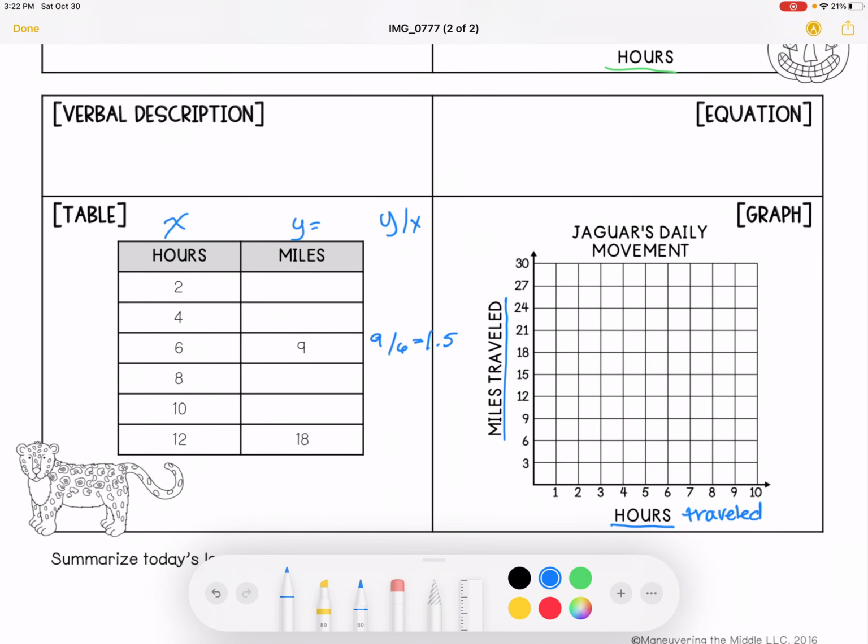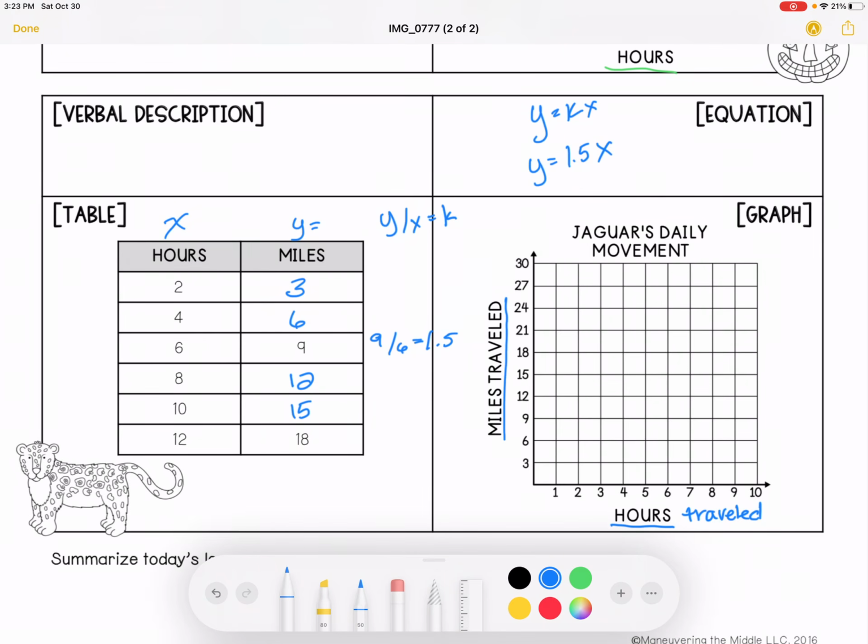Now I can use that 1.5 to do my equation of y equals kx, because y divided by x equals my k. I know what my k is. So y equals a rate of 1.5 times x. Then I can finish filling in my table. So 2 times 1.5 is 3, 4 is 6, 8 is 12, 10 is 15.